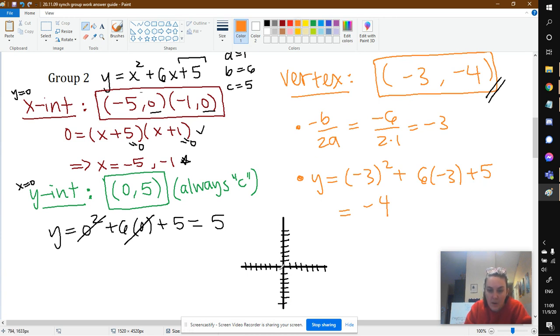Right? I would just graph all these numbers. So -3, -1, 2, 3, 4, right? I would say the x-intercepts are -5 and -1. The y-intercept is +5. Bing. And then when I connect these dots in this U parabola shape, we've now graphed our quadratic.